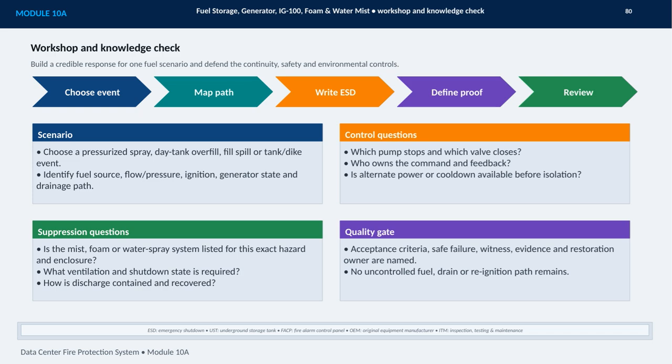For suppression, I verify that mist, foam, or water spray is listed for the exact hazard and enclosure. I identify the required ventilation and shutdown state, and explain how discharge will be contained and recovered. Finally, the quality gate confirms acceptance criteria, safe failure, witnesses, evidence, and a restoration owner. No uncontrolled fuel, drain, or reignition path can remain.